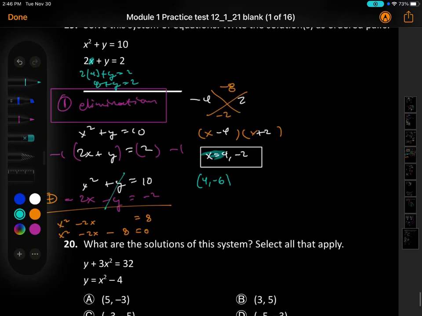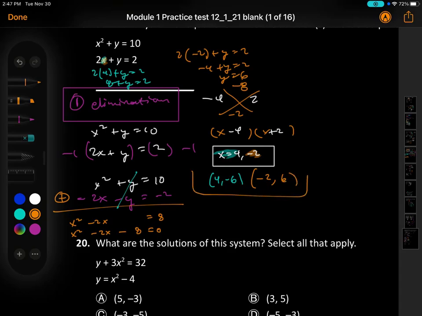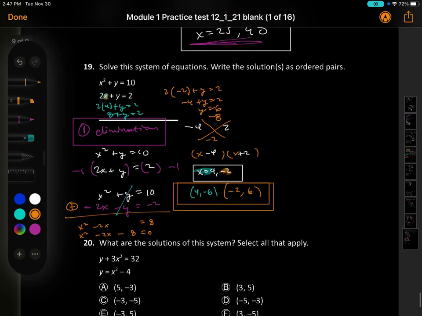Okay, so that's one solution. The second solution is if you just take the same number, now negative 2, put it back in there. So 2 times negative 2 plus y equals 6. So negative 2 comma 6 is our other solution. So those are the two answers.